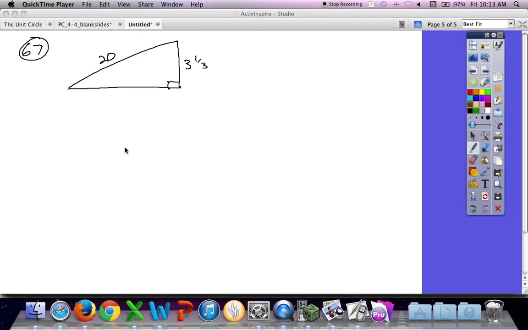Right? So drawing the picture, there's the ramp, it's 20 feet, and it's off the ground 3 1/3 feet. Where is the angle of elevation? Which one of the angles should I label as an angle of elevation?